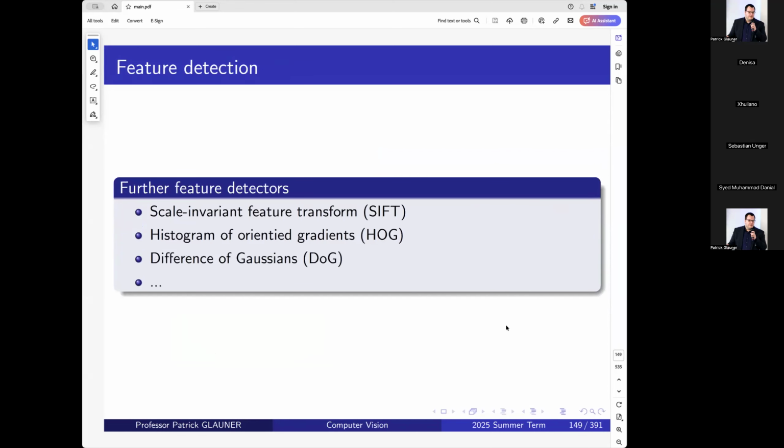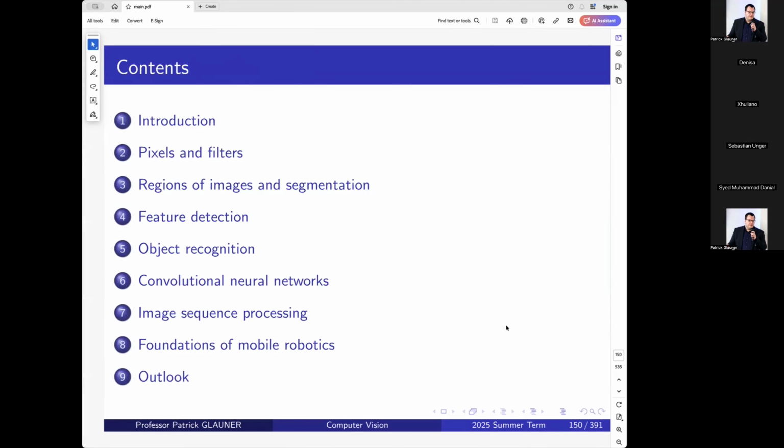Then we saw there are obviously many more feature detectors, and that's a huge topic in computer vision. And in practice, for some vision problem, you just don't know which feature detector to pick, and you need to do lots of trial and error and then hope you have good features and put them into some subsequent algorithm. And that's what we're going to do today.